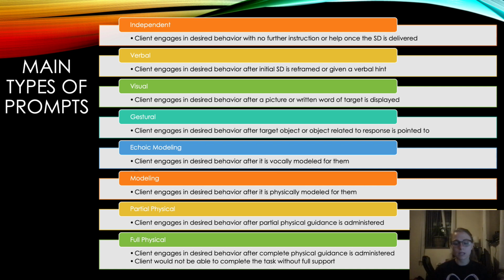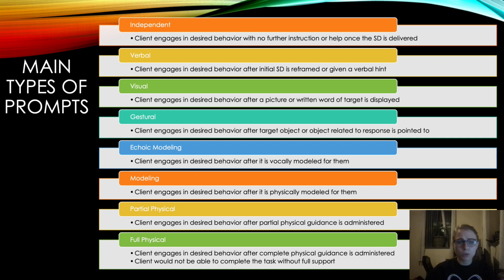So a verbal prompt is when you verbally direct them towards the correct cue. So this would be if you're telling them to sit on a chair. You might say sit down initially as the SD, and then you might reframe it to say sit in chair, and that would be a verbal prompt. It can also be something where if it's an expressive goal, you might say, what is this? And just give them that noise so that they know that it starts with an S.